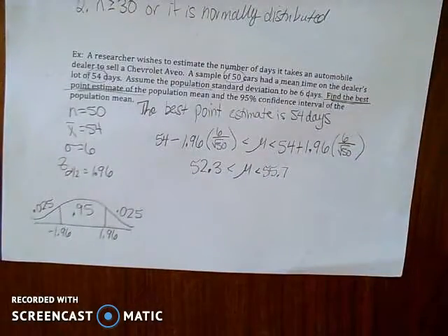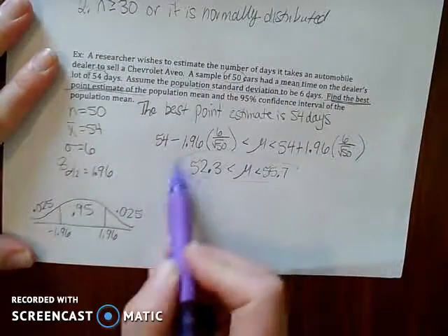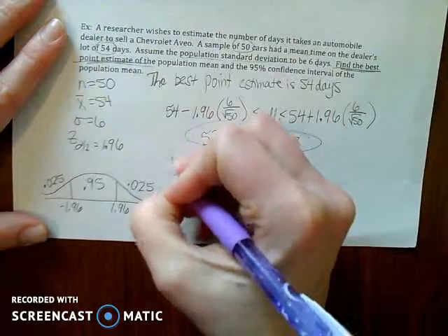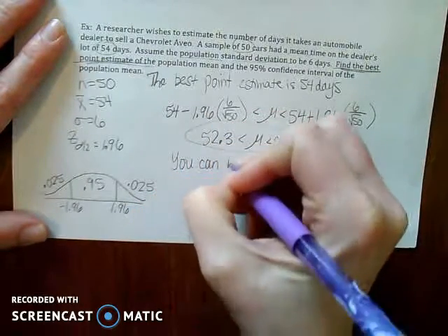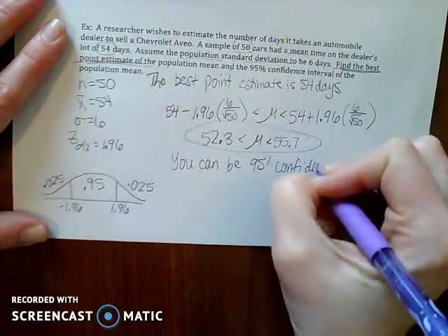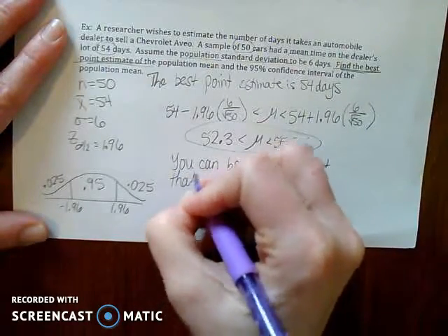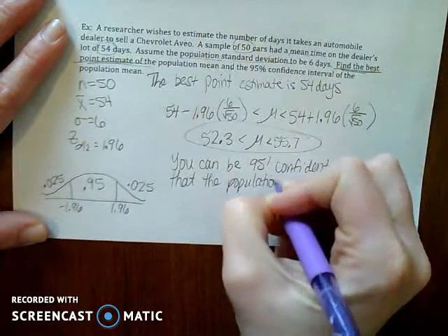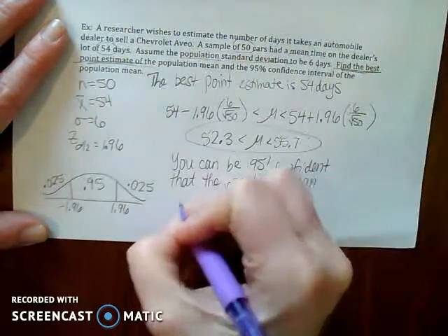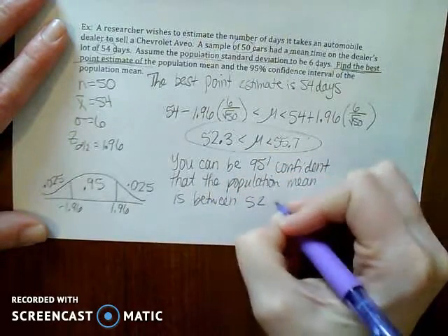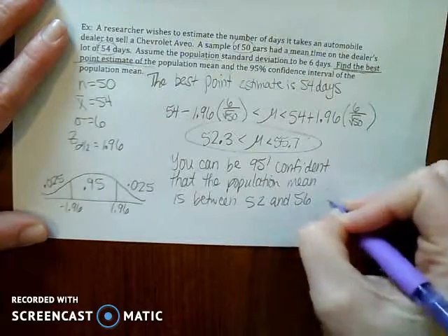Okay, so here's the first part of your answer, just the inequality. Then you have to write it out, and here's what it means. You can be 95% confident that the population mean is between 52 and 56 days.